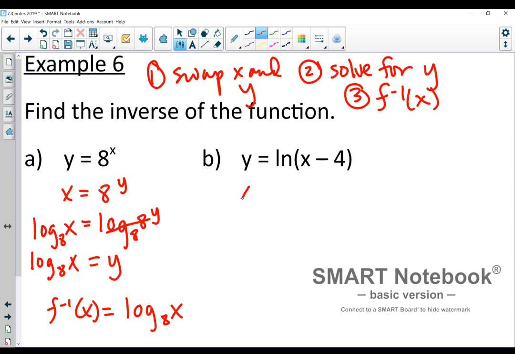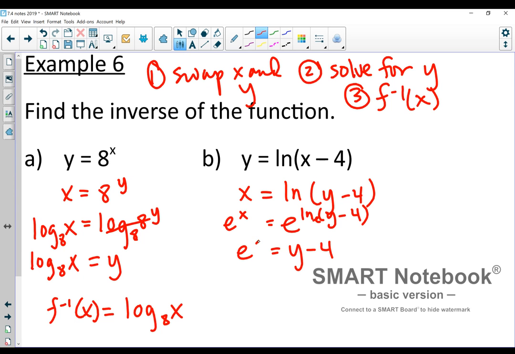On B, I want to switch my x and y as well. And now on this one, the variable that I need is inside my logarithm. So instead, like on this one, I knew I had 8 raised to a power, so I did log base 8. This one I have natural log of something. Natural log is base e, so I'm going to raise both sides. I'm going to take both sides and raise them as a power of e. And now, because I have e and I have a natural log base e on the right, I'm left with y minus 4. And then I'm going to add 4 on both sides.